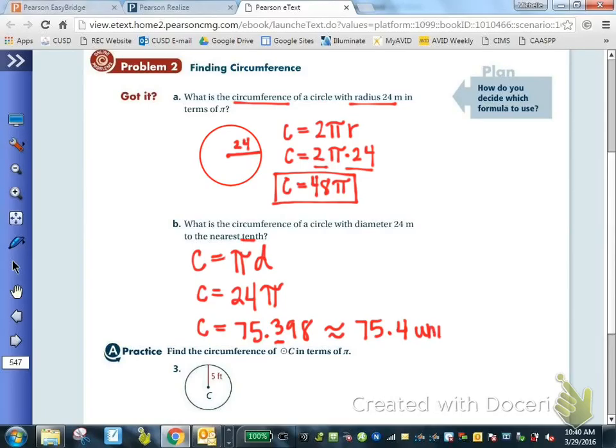Units squared. Okay, it's not squared because we're not doing area. We just did circumference. So it would be 75.4 units. Okay. Other questions? Did I mess up anywhere else? Okay, next problem. Let's keep going.